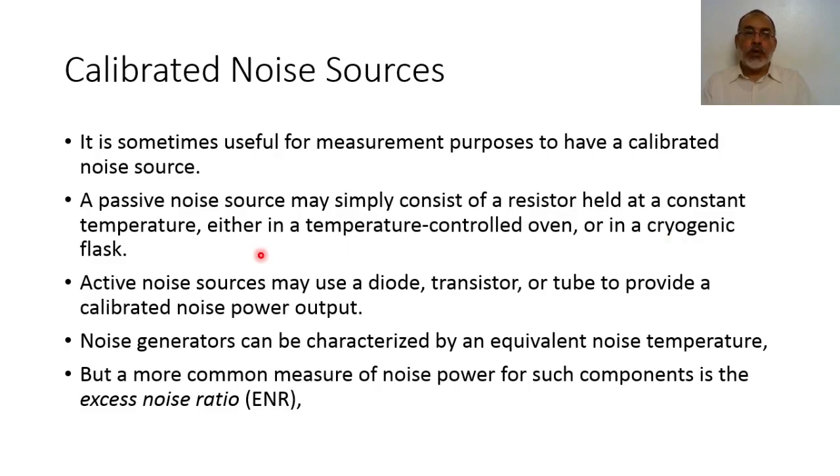Another example of noise sources is the active noise source. Active noise sources can be diodes or transistors or tubes, which provide calibrated noise output power. And effectively, in the case of active noise sources, the value of the noise is much greater than the thermal noise of a simple resistor at the ambient temperature. So noise generators, especially active noise sources, can be characterized by the equivalent noise temperature. But a more common measurement of noise power for such components is the excess noise ratio.